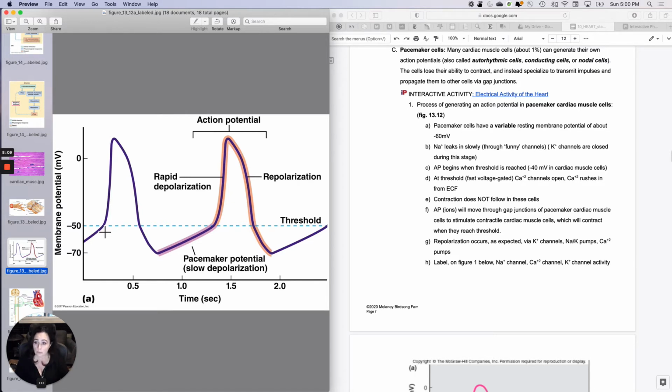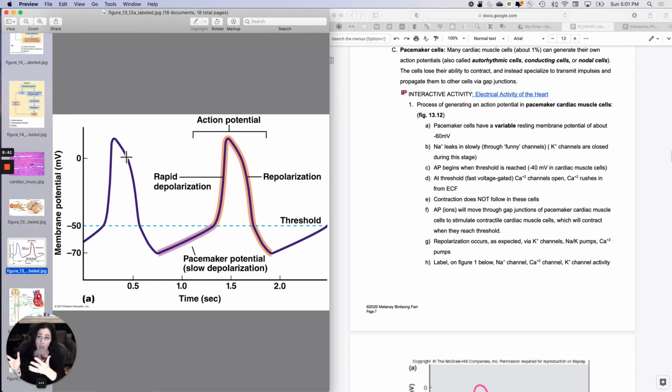At threshold, importantly, you will open a new kind of channel that you haven't met in cardiac muscle yet. It is a fast voltage-gated calcium channel. Calcium is a positive ion, and its electrochemical gradient makes it want to move into the cardiac muscle cell. When it moves in, of course, it will cause this rapid depolarization. Okay, so fast voltage-gated calcium channel. Calcium rushes in from the extracellular fluid. And then contraction does not follow in these cells, importantly.